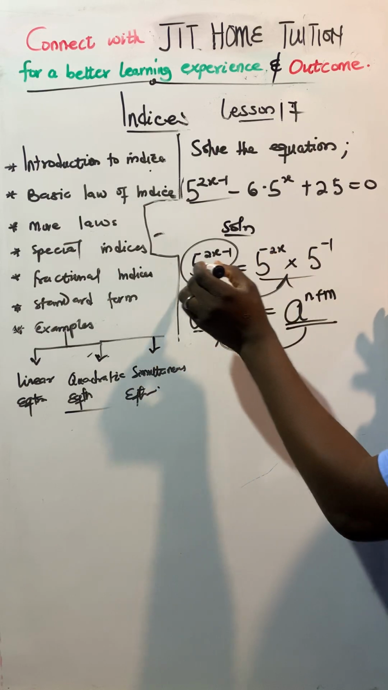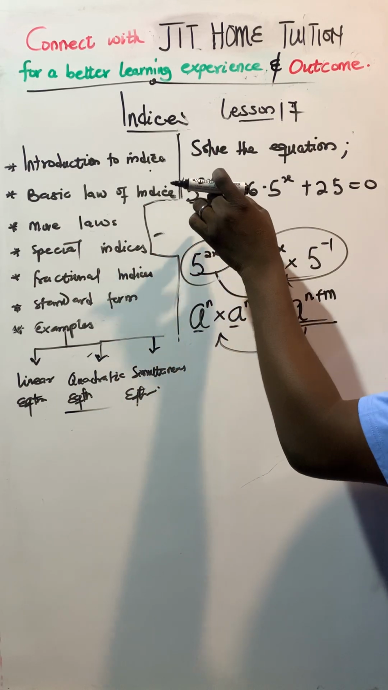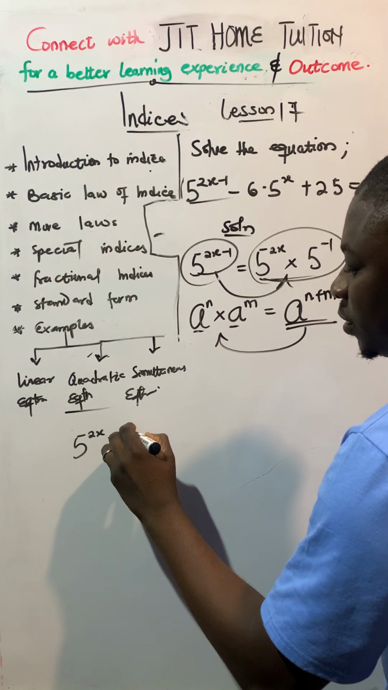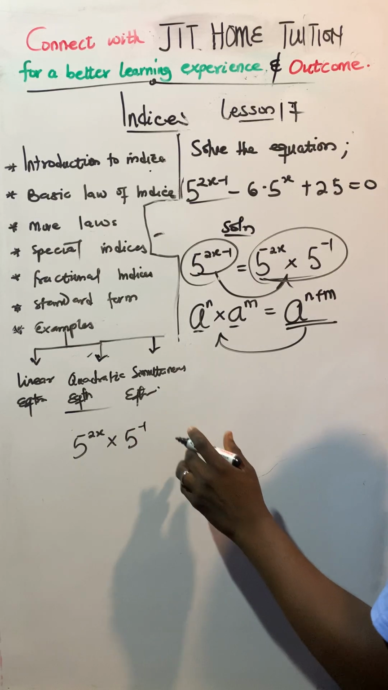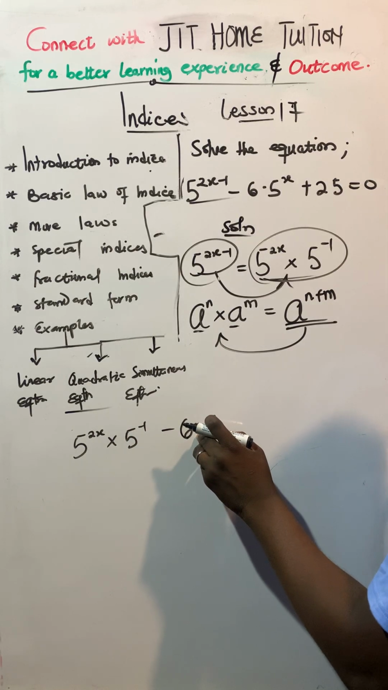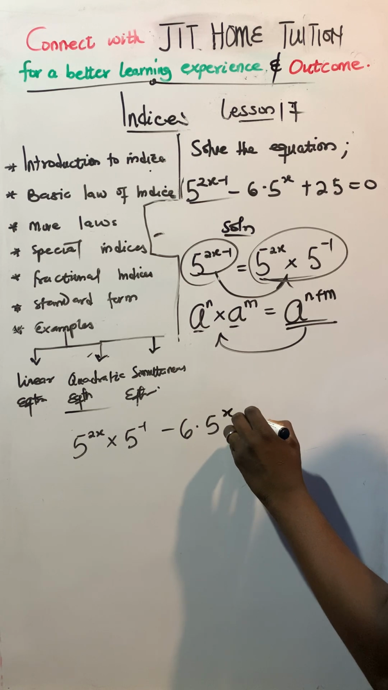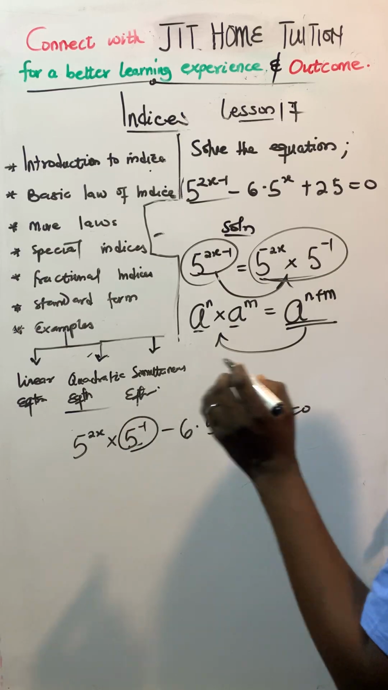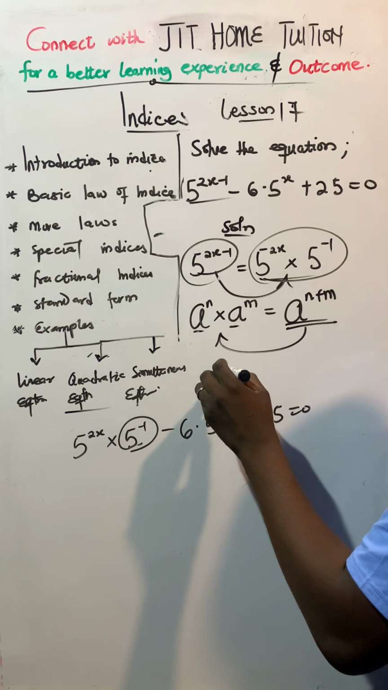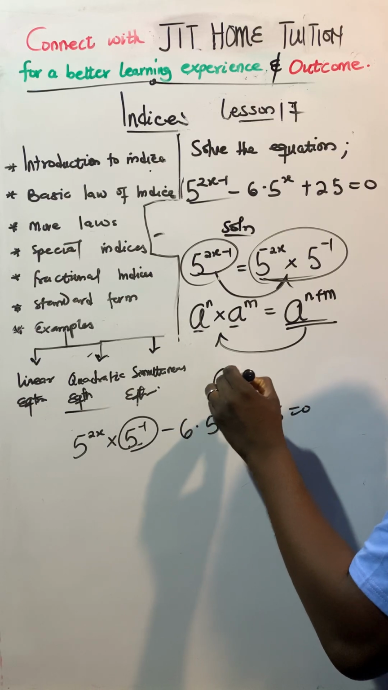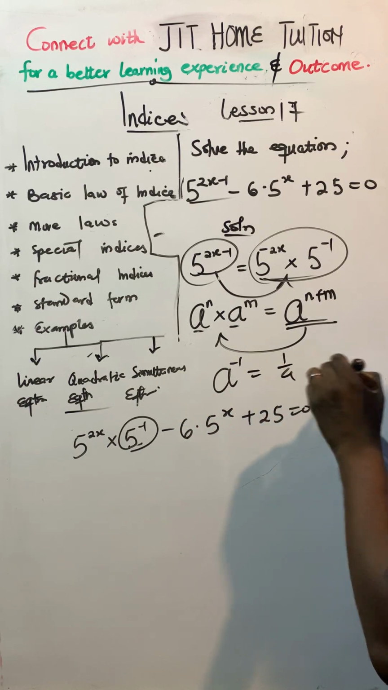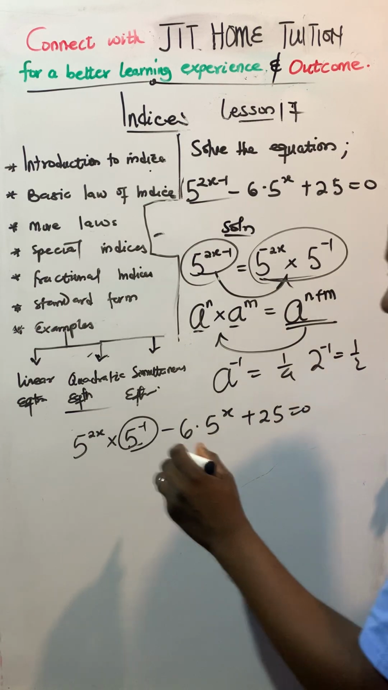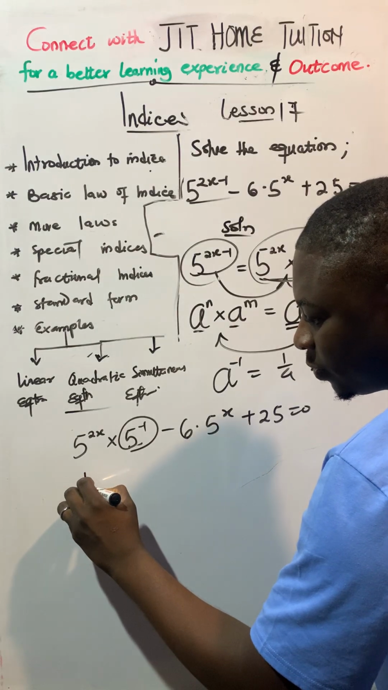So you'll be replacing the whole of this with what you have here in the equation. That will give you 5 exponent 2x times 5 exponent negative 1, minus 6 point, which I've already said is multiplication, x plus 25 equal to 0. Now, in terms of variable, a exponent negative 1 is the same as 1 over a. So 2 exponent negative 1 is the same as 1 over 2. Here it will become 1 over 5.